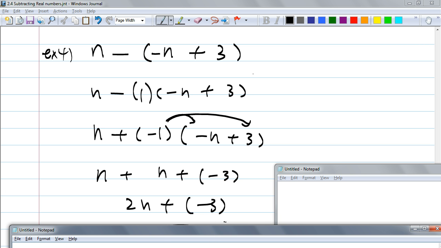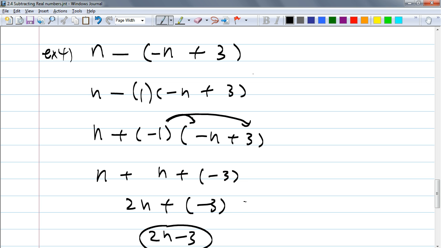And of course, do I just leave it this way or should I simplify further? You don't normally leave it this way, right? When you're actually simplifying, you want to change everything to addition. But at the very end, when you're simplifying to get the answer, you just write 2n minus 3. What property am I using from going from here to here? Definition of subtraction. Does that make sense?